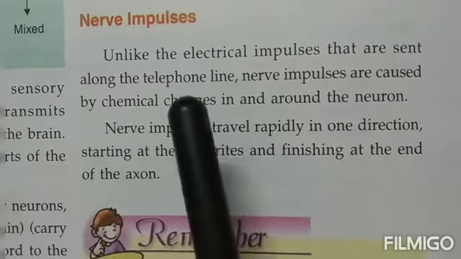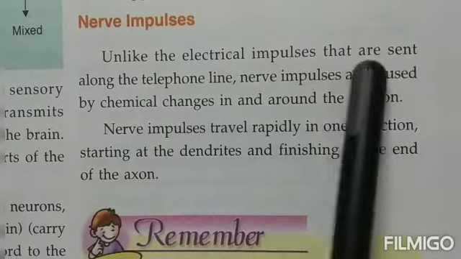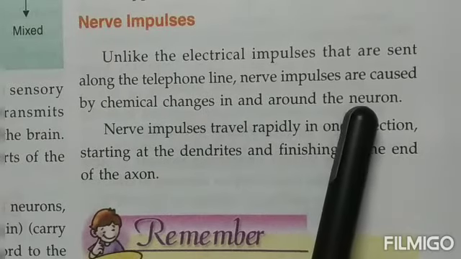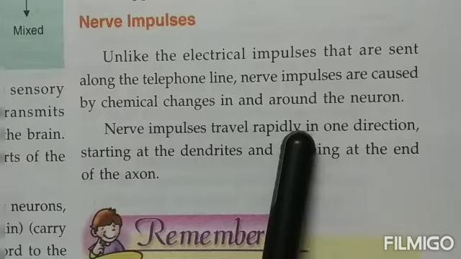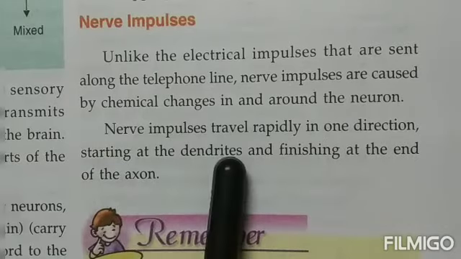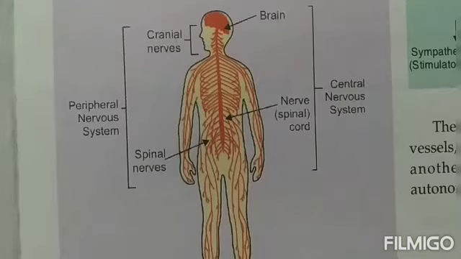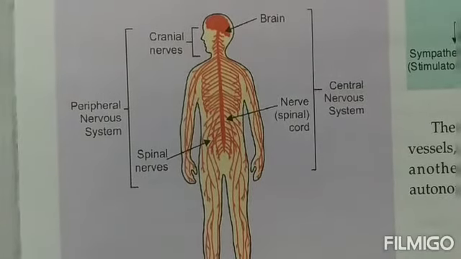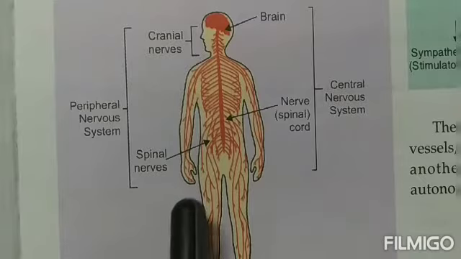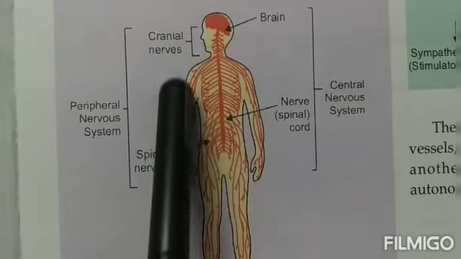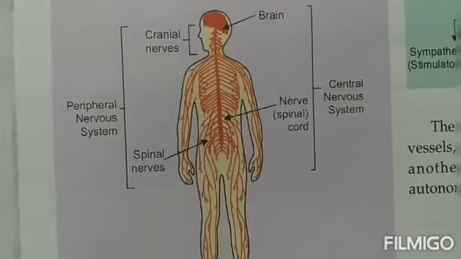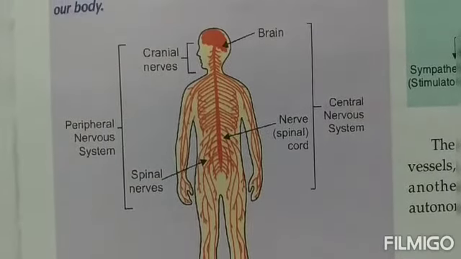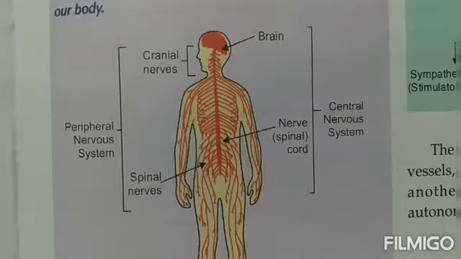Nerve impulse, this is the last heading. Unlike the electrical impulses that are sent along the telephone line, the nerve impulses are caused by the chemical changes in and around the neuron. Nerve impulses also travel rapidly in one direction, starting at the dendrites and finishing at the end of the axon. Now look at this picture, children. It is showing how the various nerves are present in every part of your body, and how they extend from the brain and the spinal cord and move down throughout the length of your body. So this is how the network of the various nerves is found in our body.